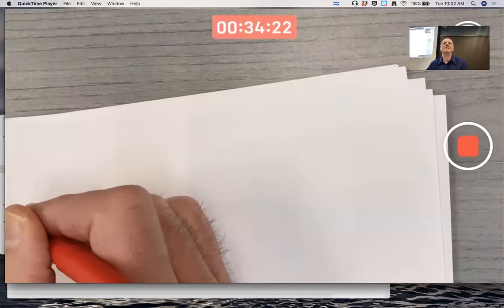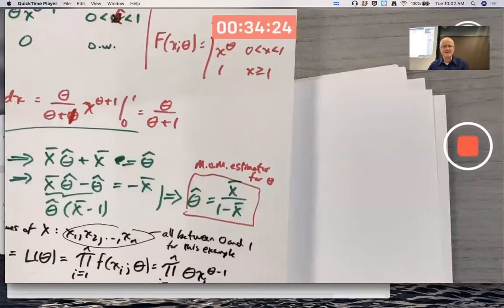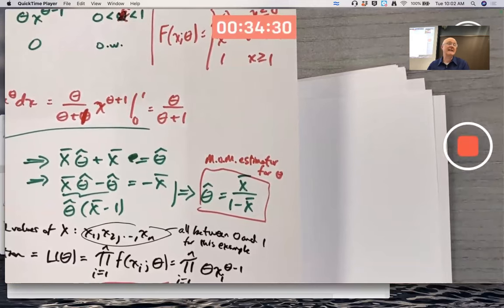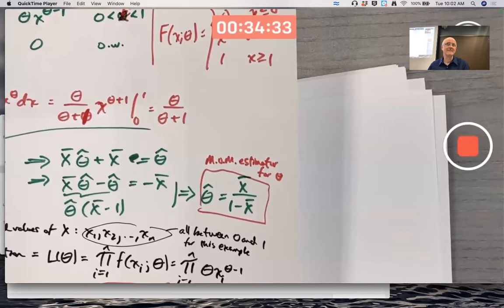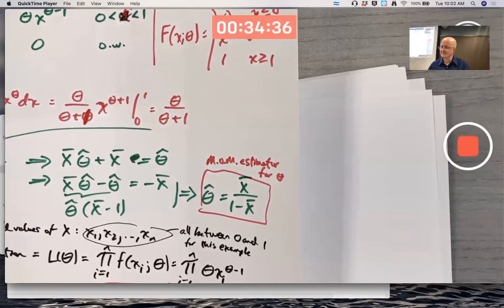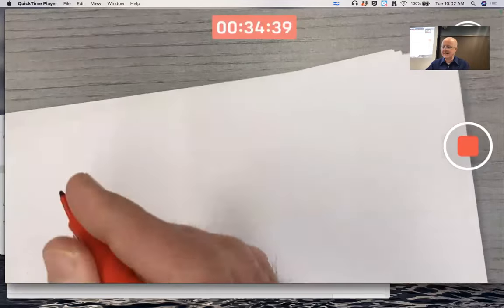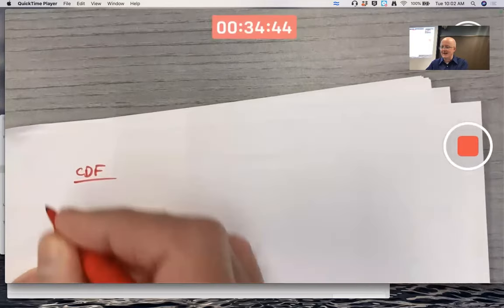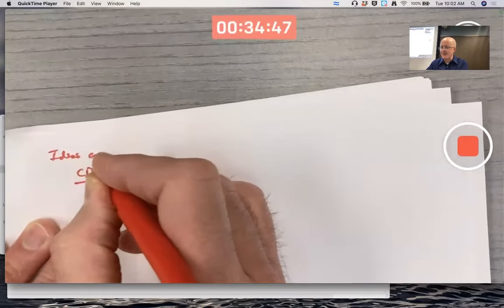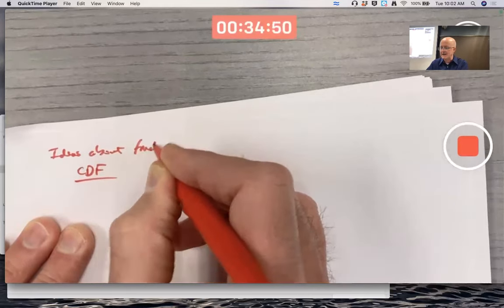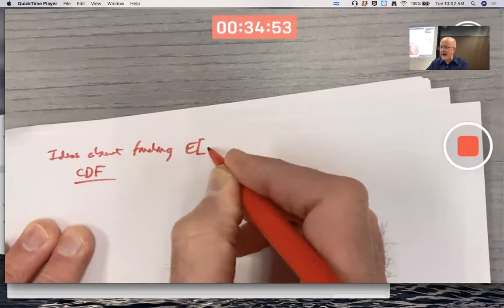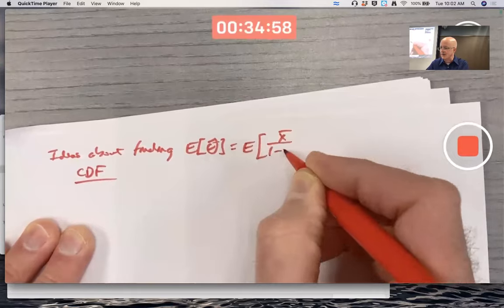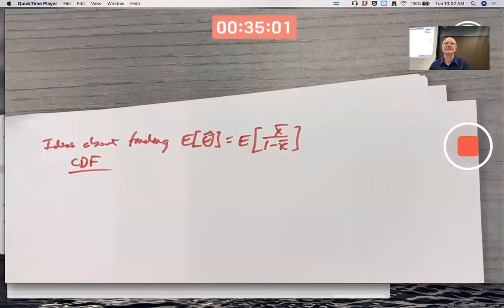So you'd have to try to figure out the PDF of theta hat and integrate theta times that PDF if theta is the variable. You could try the CDF method. Okay, so this is just ideas about finding the expected value of theta hat from the method of moments, which would be the expected value of x bar over 1 minus x bar. It's not going to be finishing those ideas.